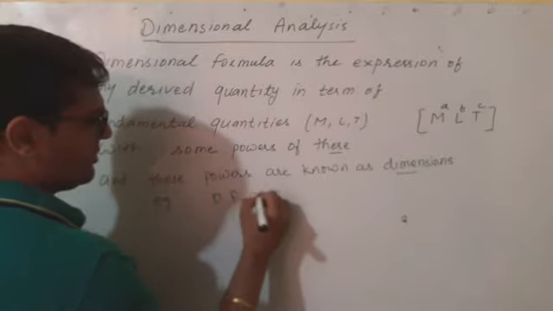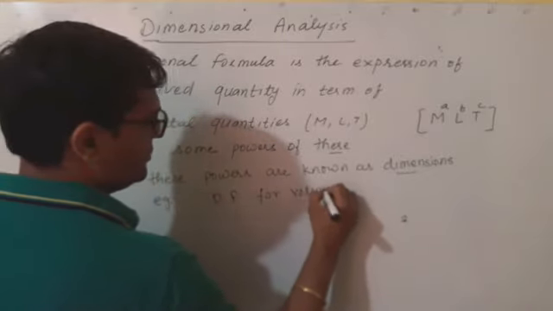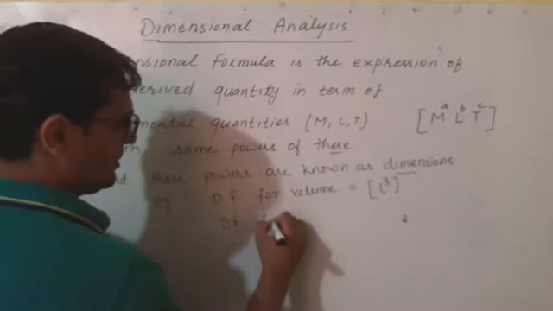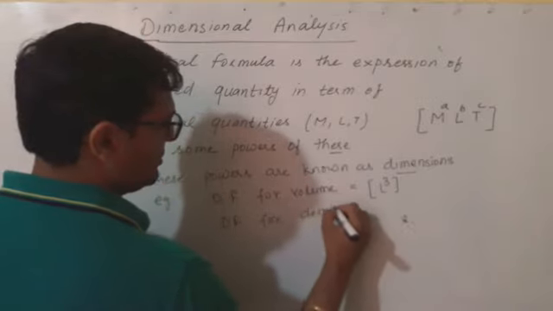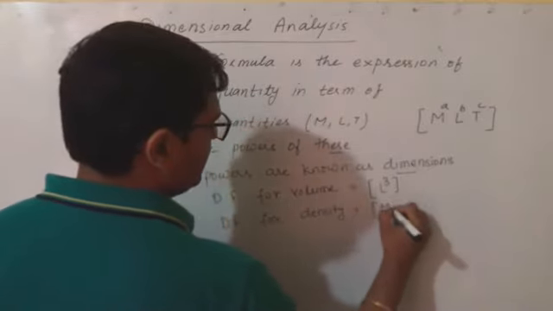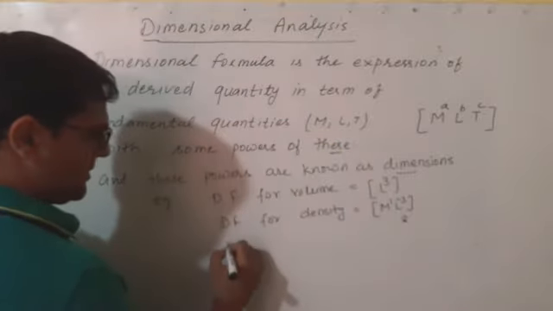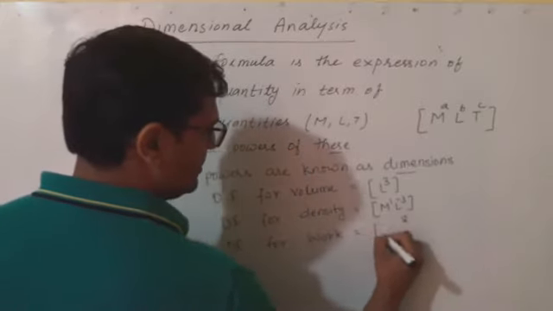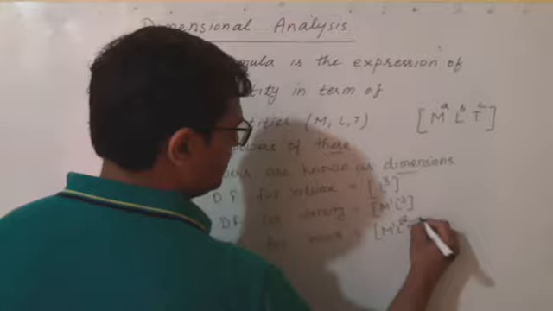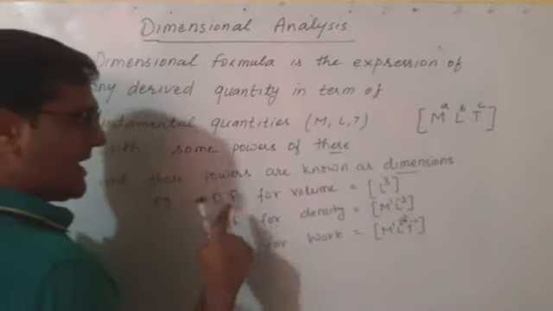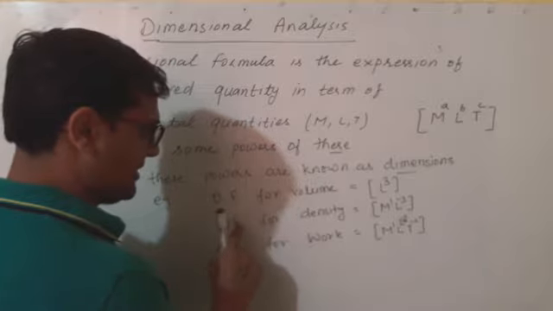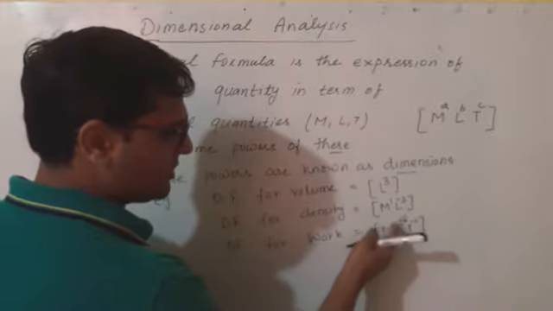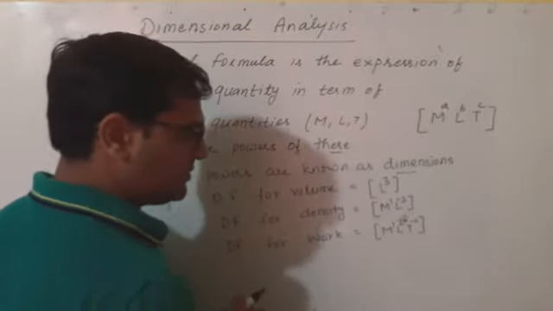For example, the dimensional formula for volume is L cube. Dimension formula for density is M1 L minus 3. Dimension formula for work is M1 L2 T minus 2. And dimensions of volume is 3, and dimensions of density is 1 and minus 3. And what about dimensions of work? 1, 2 and minus 2, right?